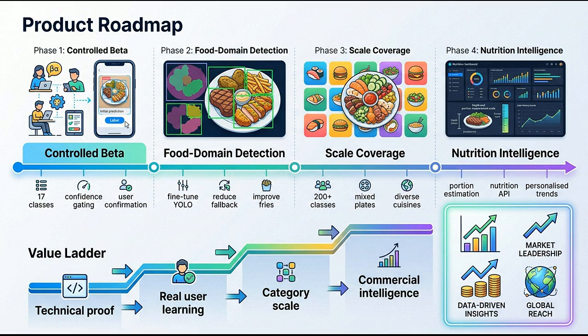Phase 2 is to replace the general detector with a food domain detector trained on datasets with food bounding boxes or segmentation masks. Phase 3 is class expansion, moving from 17 classes toward at least 200 classes and eventually mixed plate recognition. Phase 4 is full nutrition intelligence, portion estimation, nutrition database integration, user profiles, and longitudinal tracking. This roadmap turns the capstone into a product learning loop. It reduces risk, controls user expectations, and lets real engagement data guide where engineering effort goes next.